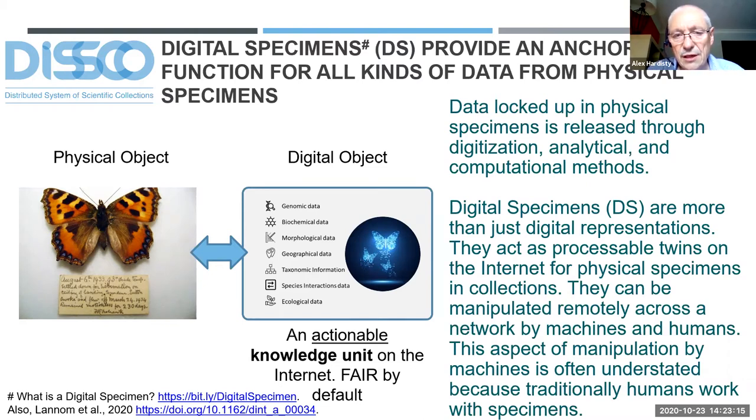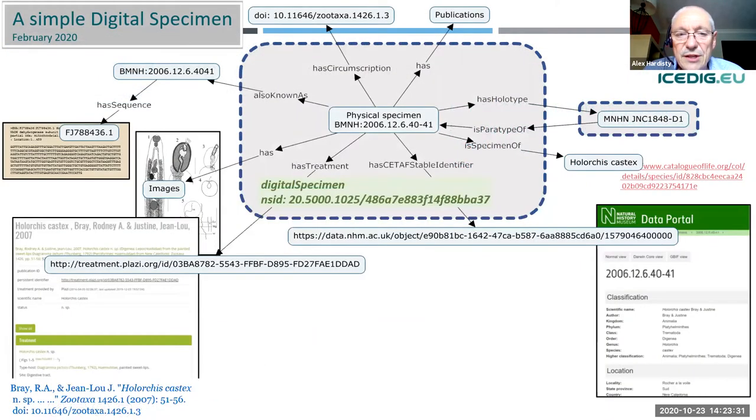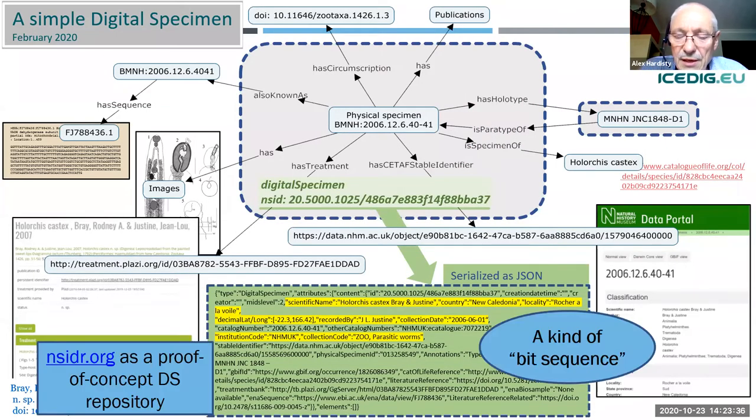And digital objects, and digital specimens as a particular kind of digital object, are FAIR by default: findable, accessible, interoperable, and reusable. Here's an example of one. Many of you will have seen this before. I'm not going to dwell on it, except to say that it can be represented in some form, such as JSON, and that we have a proof of concept digital specimen repository that you can go and look at at nsidr.org.